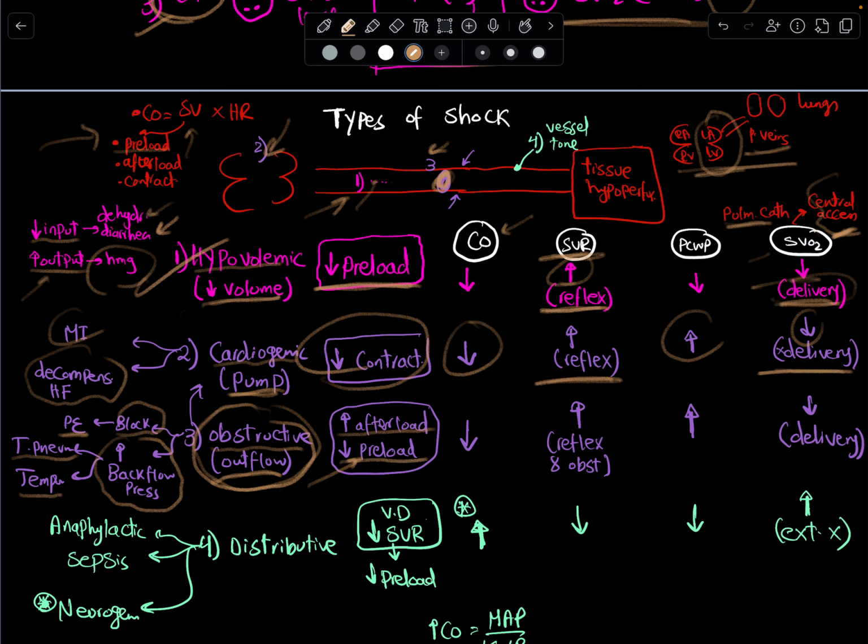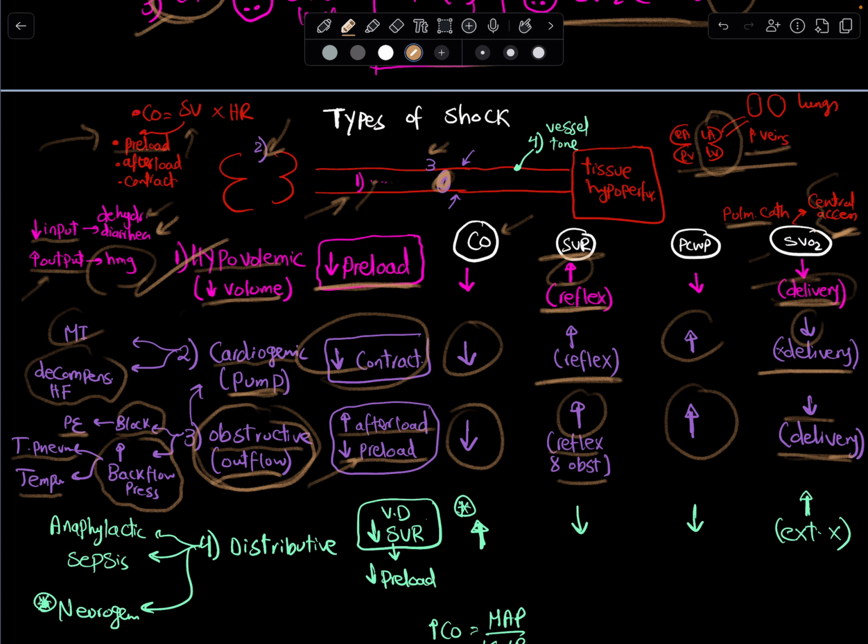So again, in that scenario, you have a decrease in the cardiac output, and here you have an increase in the SVR, which is reflex, but also obstruction. If you have physical obstruction in the circulation, you will have backup pressure, right? And again, the PCWP will be high. And again, here's a delivery problem, so the SVO2 will be low.